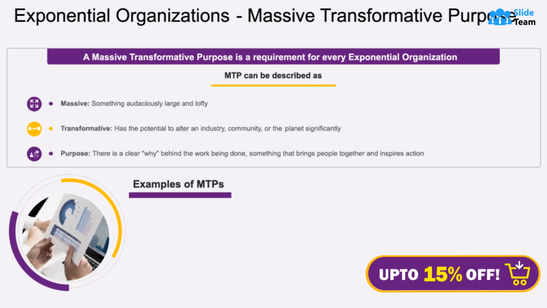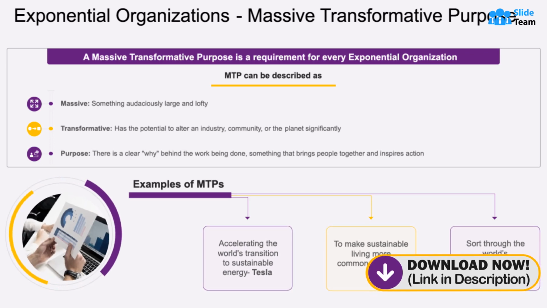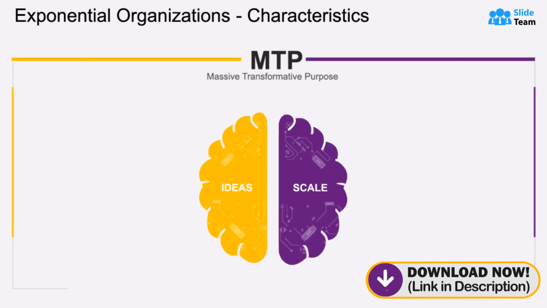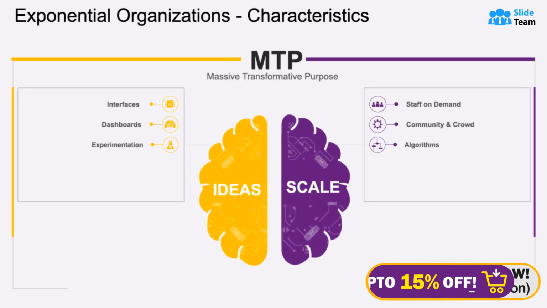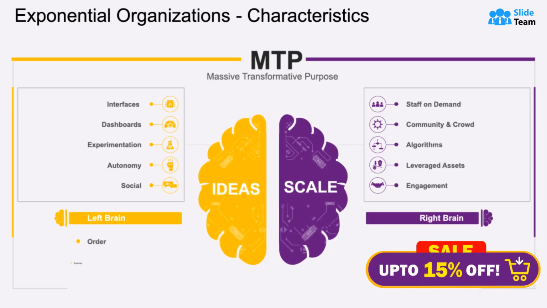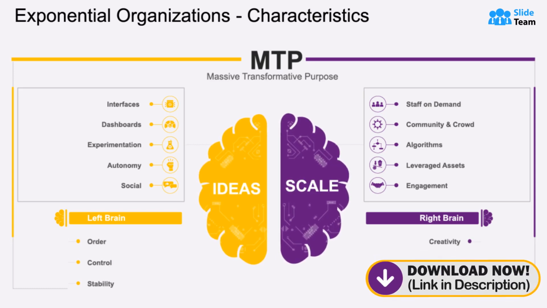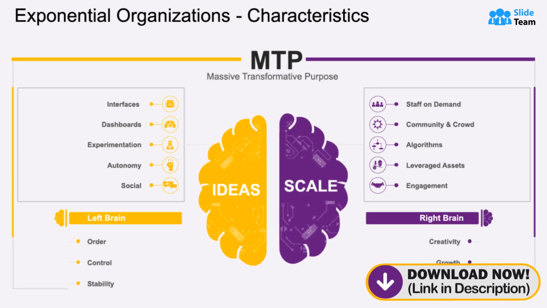The first is that massive transformative purpose, MTP, drives these. These enterprises also have a scalable business model, which uses exponential technologies. There is a culture of experimentation and adaptability, and embracing decentralized decision-making in the DNA of such businesses.